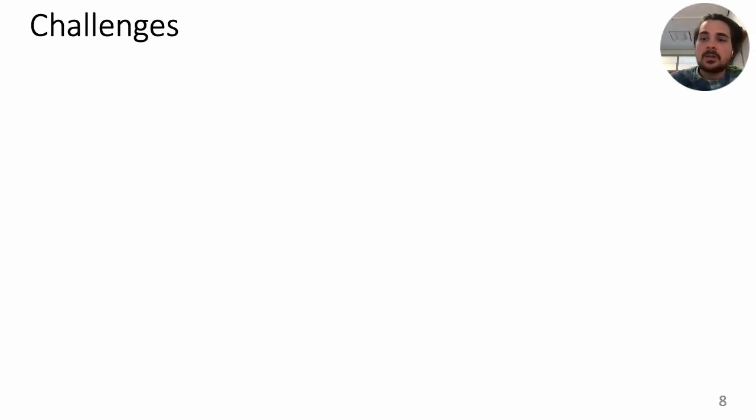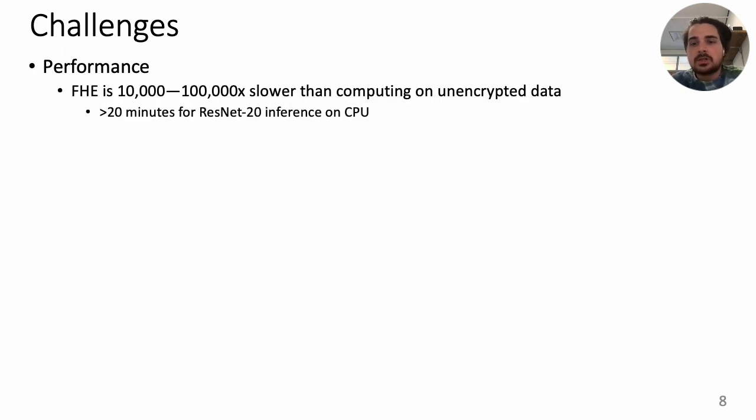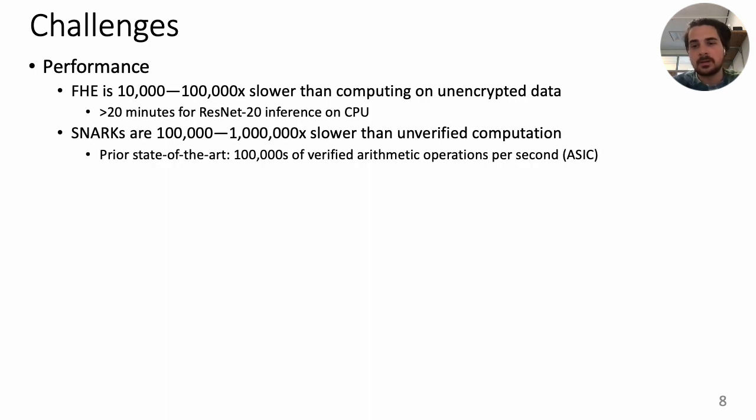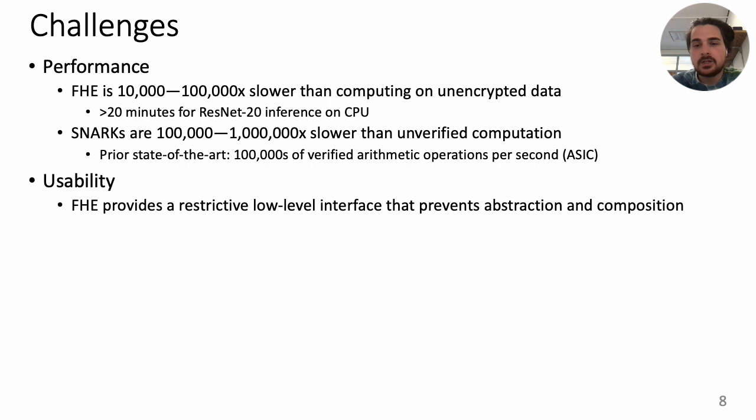Unfortunately, deploying this tech comes with significant hurdles, and the first is performance. So as I mentioned, FHE is 10,000 to 100,000 times slower than doing the same computation on unencrypted data. SNARK's performance issues are even more pronounced, up to 1,000,000 times slower than the same computation without verification. The second challenge is usability. FHE provides a restricted, low-level interface that prevents abstraction and composition, and both FHE and SNARKs come with unintuitive performance trade-offs.